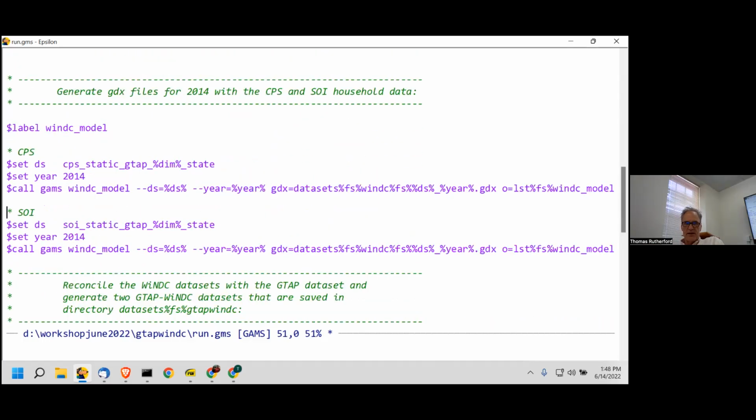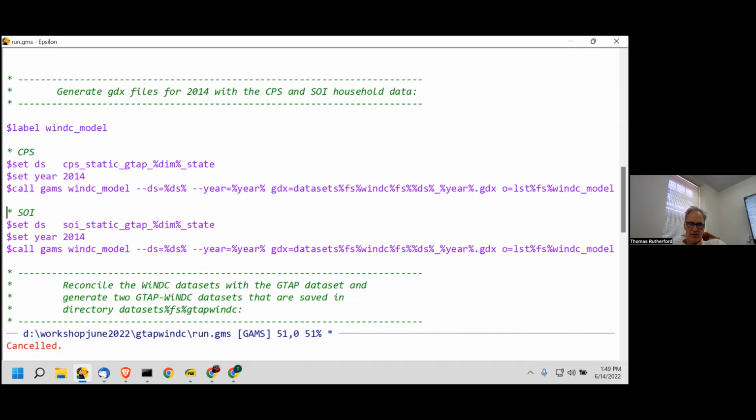And then at that point, we check to make sure that the WiNDC model operates both for the CPS and the SOI data. So this WiNDC model, if I look at that one, is simply this composite. And there we're working with a data set, which is the CPS model calibrated to a static, where we don't worry about the reconciliation of investment and savings. We just have a static data set. GTAP regions have a number of dimensions, either 10 or 32. So there's 10 dimensions for the publicly available version and 32 for the version for people who have the GTAP data set.